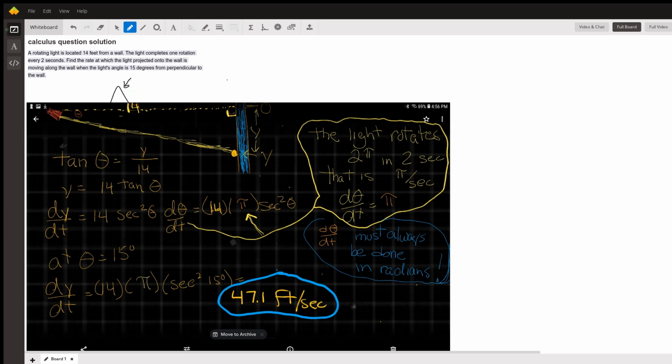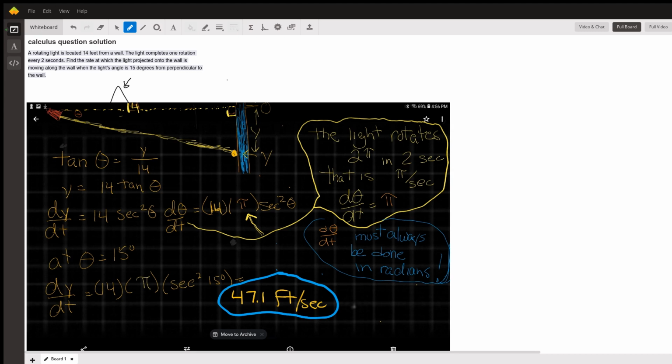So we have a rotating light located 14 feet from a wall. It completes one rotation every 2 seconds, and we're trying to find the rate at which the light projected onto the wall is moving along the wall when the light is at an angle of 15 degrees from the perpendicular. So I made a drawing of the situation.